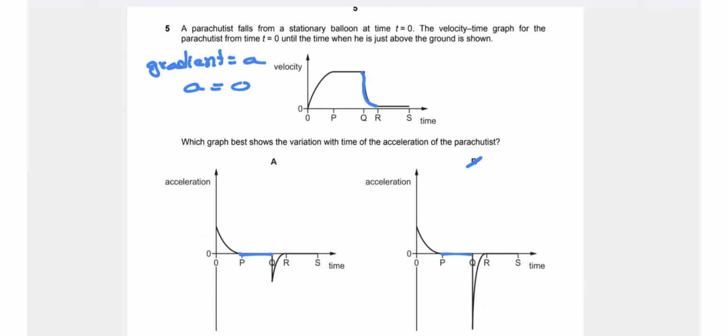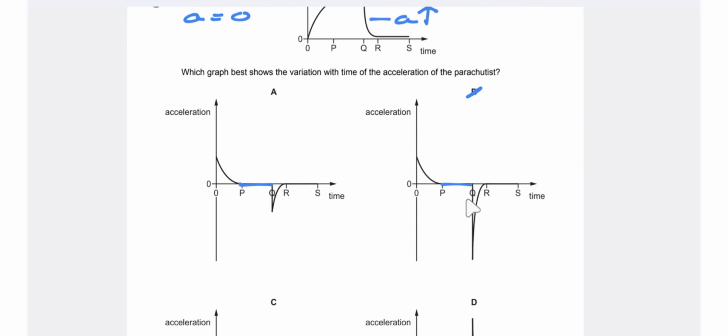Now for this region, the gradient is less steep, and for this region, the gradient is more steep. Since the gradient is more steep, the gradient is more, so the acceleration value has to be more. So the acceleration is higher at this point. Acceleration is higher, and it should have a negative value since the gradient is negative.